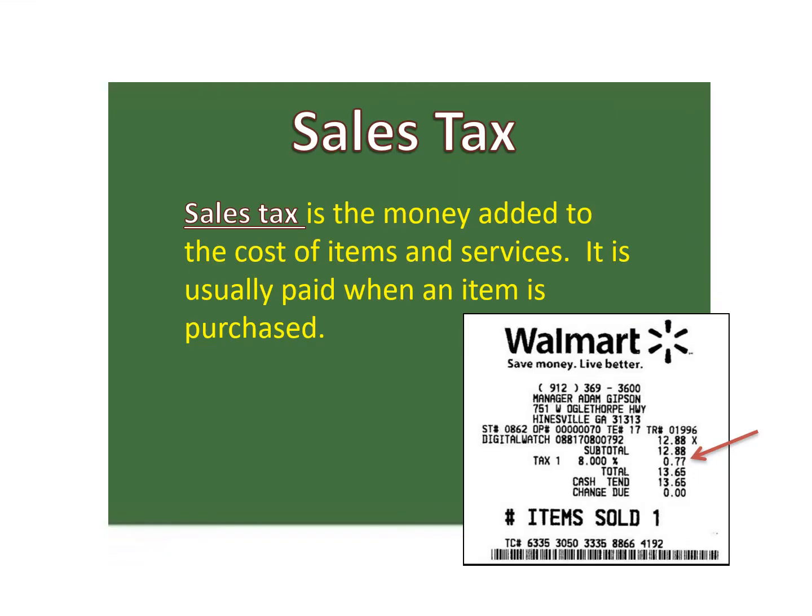Next, we have a sales tax. Sales tax is the easiest tax to remember. Every time you buy a good or a service, you're going to pay a sales tax. So a sales tax is the money added to the cost of an item or a service. It is usually paid when an item is purchased. So every time you buy a video game, every time you buy a shirt, piece of clothing, a pair of shoes, a soda from the grocery store, a candy bar from the convenience store, you pay a sales tax.